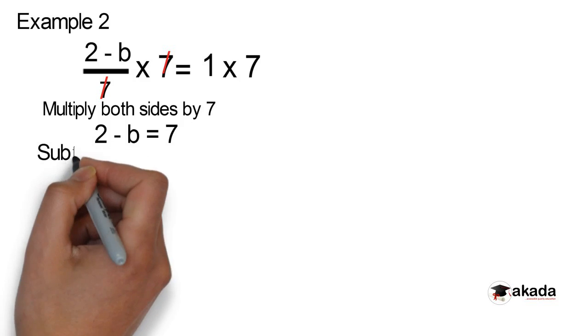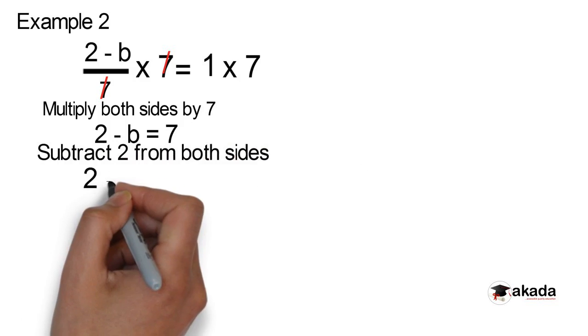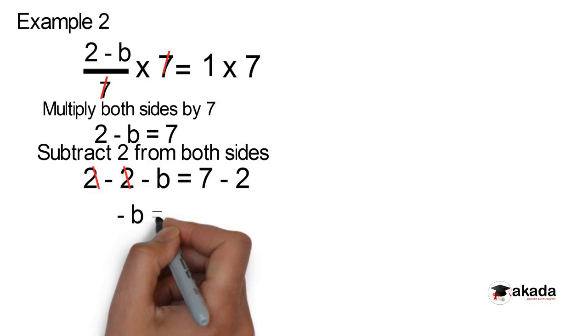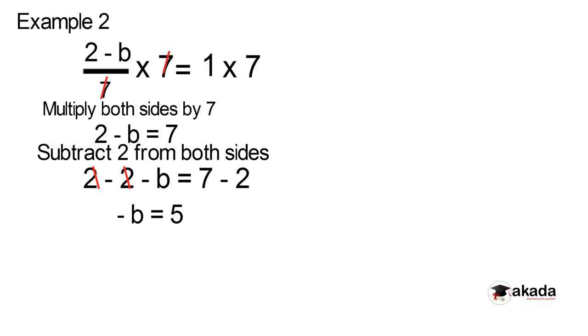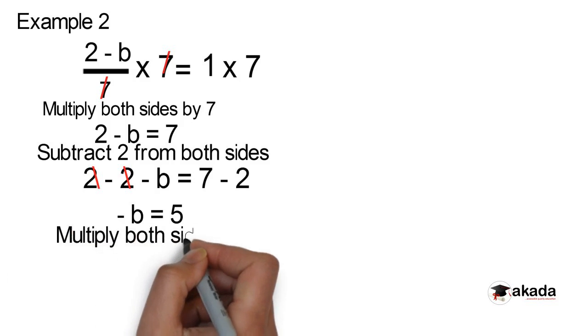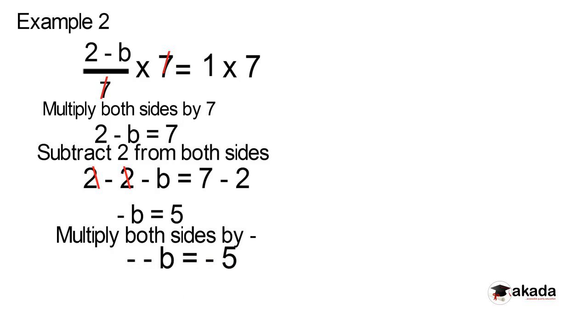What do I do next? I subtract 2 from both sides. So I have 2 minus b minus 2 equals 7 minus 2. 2 minus 2 cancels out. So I'm left with minus b equals 5. We are actually meant to look for b, not minus b. So what do I do? I'm left with a minus sign in front of b, so I multiply both sides by minus. So I have minus b equals minus 5. What is minus times minus? Can you remember? I told you in our multiplicative rule that minus times minus equals plus. So I have plus b, which is b, equals minus 5.